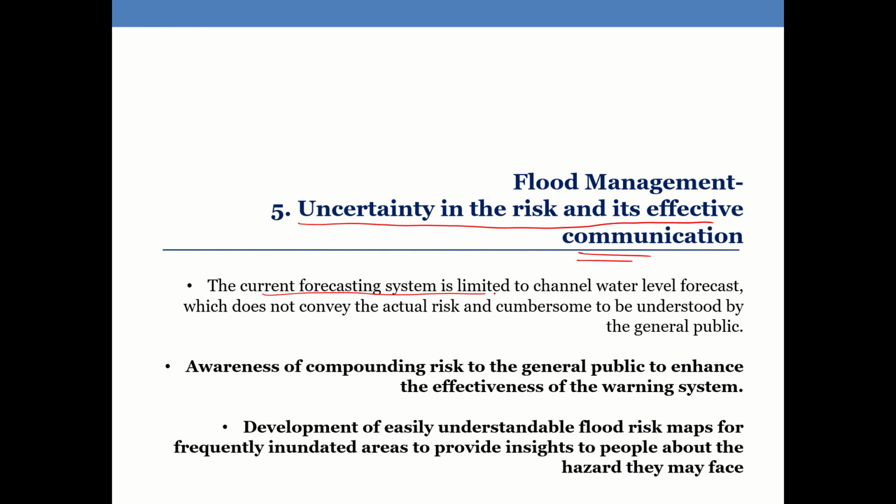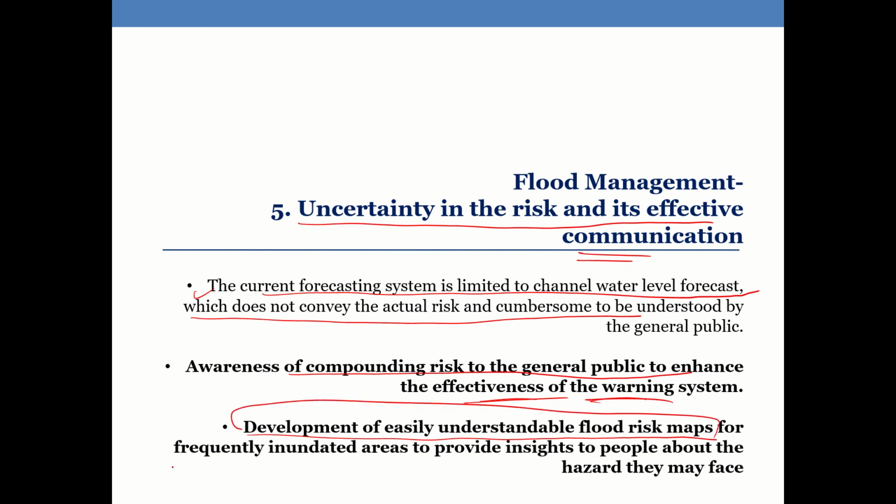And the last one probably is on uncertainty in risk and its effective communication. The current forecasting system is limited to channel water level forecasting, which does not convey the actual risk that is there. Awareness of compounding risk to the general public to enhance effectiveness of the warning system. Development of easily understandable flood risk maps for frequently inundated areas and so on and so forth. So warning, like we discussed, is also something which has to be an integral part of flood management.